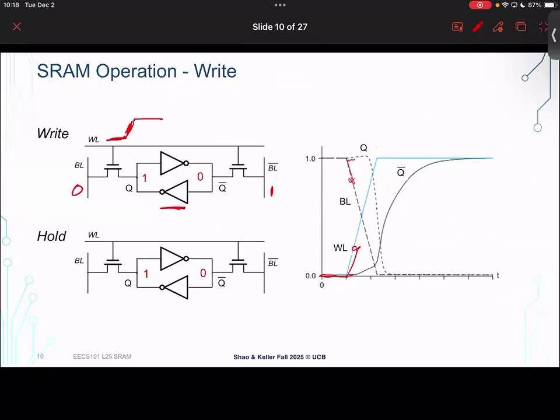Q doesn't transition right away. It's in contention. But eventually, the stronger NMOS wins the fight. And so Q pulls down. So this node goes to 0. And then once this node is going to 0, the top inverter is going to quickly push this node to 1. And so you can see Q bar going high here in the timing diagram.